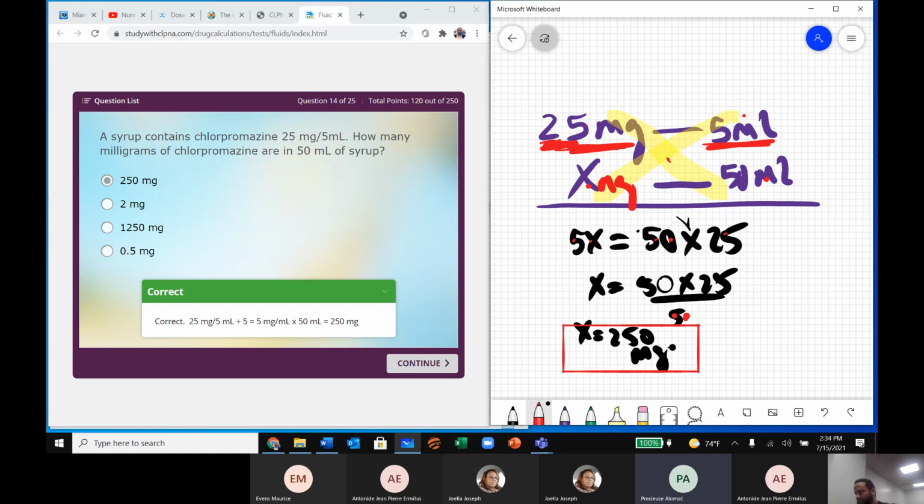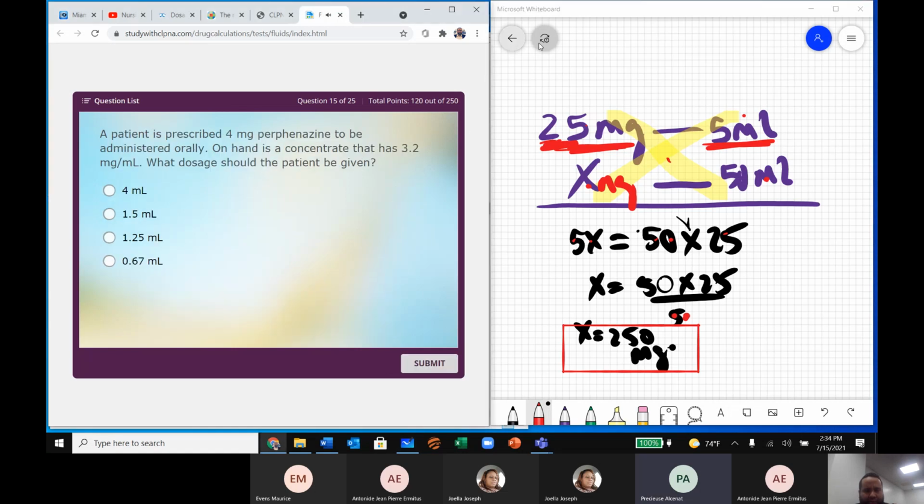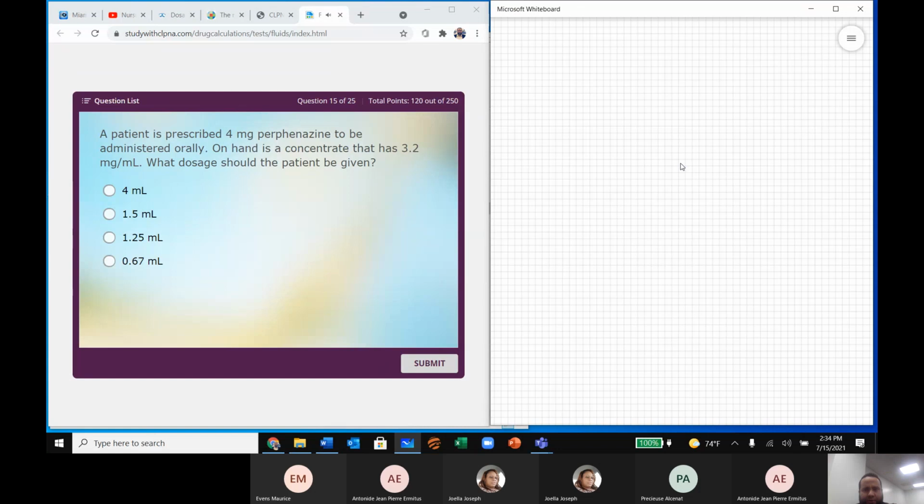Okay, perfect. Let's do the following problem. We have a patient who is prescribed 5 milligrams to be administered orally. On hand is a concentrate that has 3.2 milligrams per ml. What dose should the patient be given?